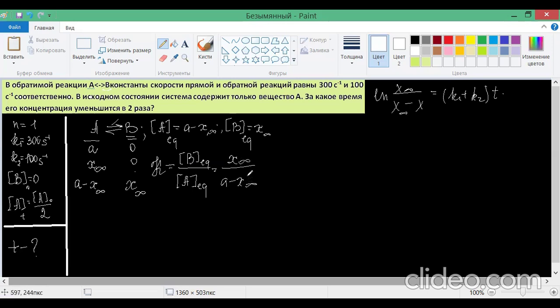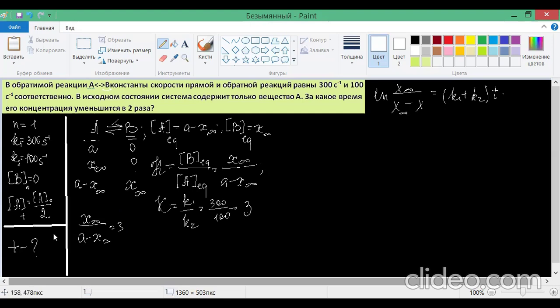okay? And we also remember that K is equal to the ratio of K1 to K2. We've got the magnitudes of these two. And now we see that the equilibrium constant is equal to 3. So we can write that X equilibrium divided by A minus X equilibrium is equal to 3.